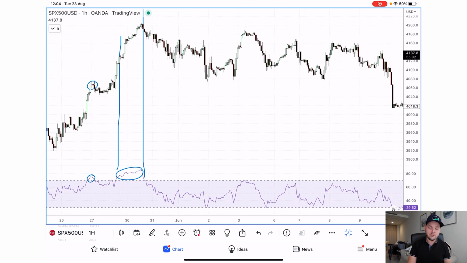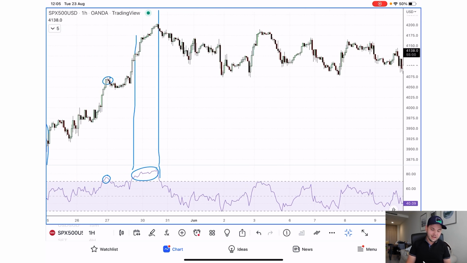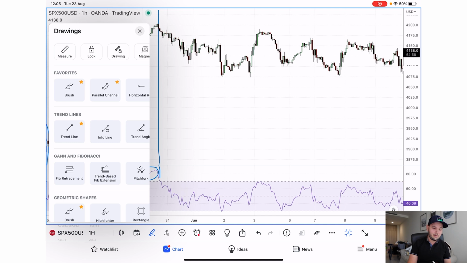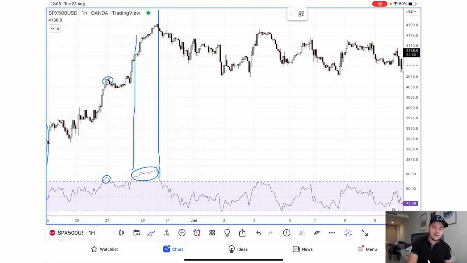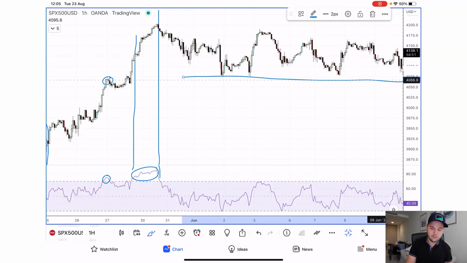Now that's pretty cool, because see how we have a very clear range. Okay, so I'm just going to put some zones here to see how we would look at it. So we have a support over here. This line right there is our support.